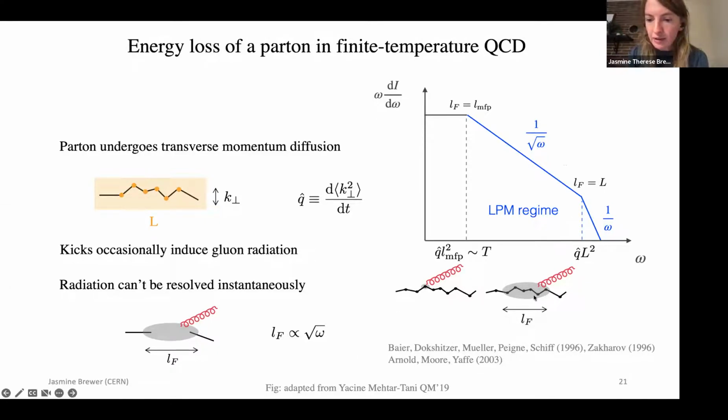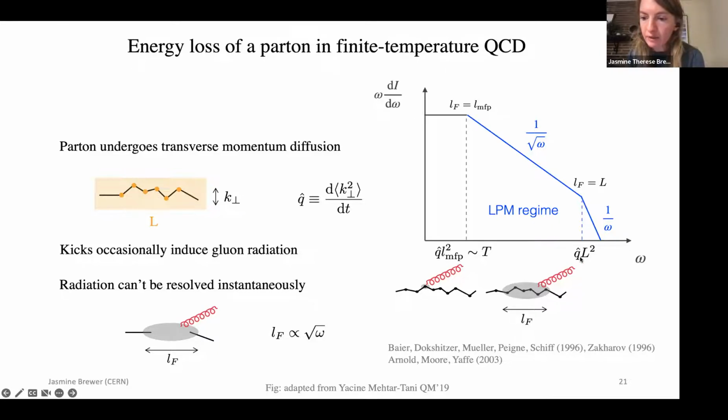But as you go to higher energies, this formation length can get longer than the mean free path. Then you can have many of these scatterings with the medium, which all act coherently. Through that, you can get higher momentum transfer to the medium, because all of these scatterings act together and all contribute their momentum to create this gluon radiation. That gives rise to what's called the LPM regime, which has a characteristically different dependence on the gluon radiation energy.